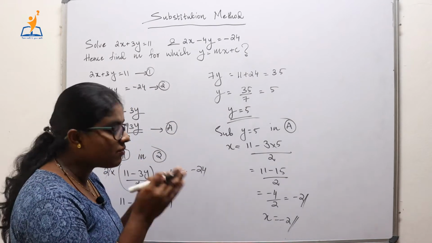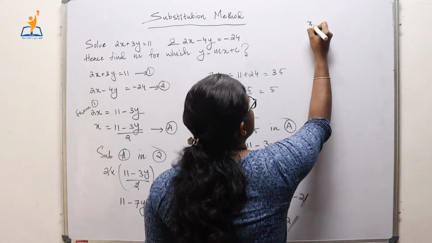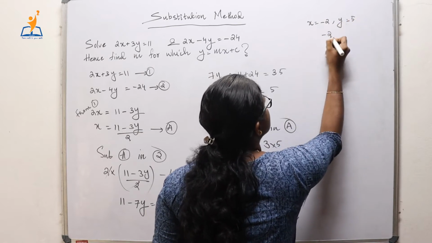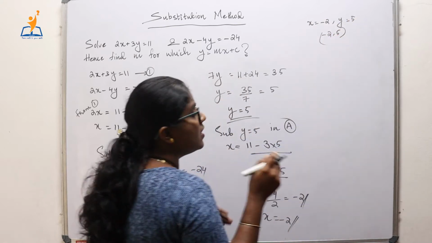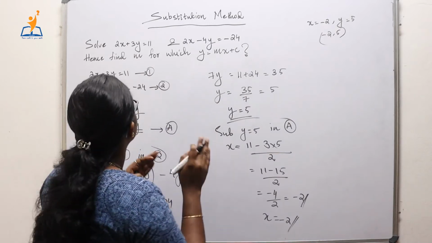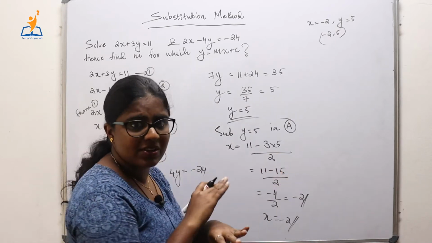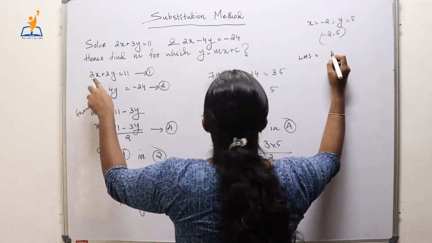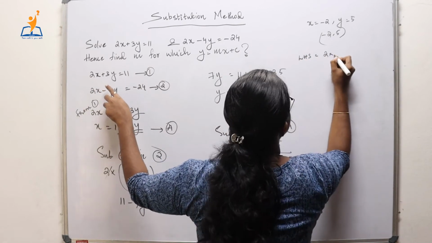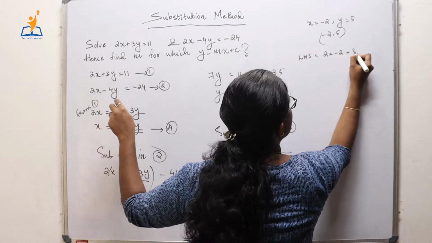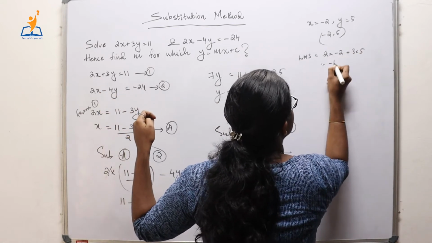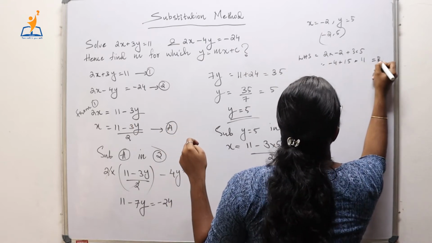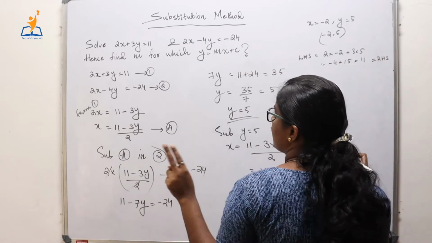So the solution we got is x is equal to minus 2 and y is equal to 5. That is, this point is the solution for this pair of linear equations. Now we are going for the verification part. LHS is nothing but 2x plus 3y, that is 2 into minus 2 plus 3 into 5, and that is minus 4 plus 15, which is 11, our RHS. So the verification for the first equation is over.